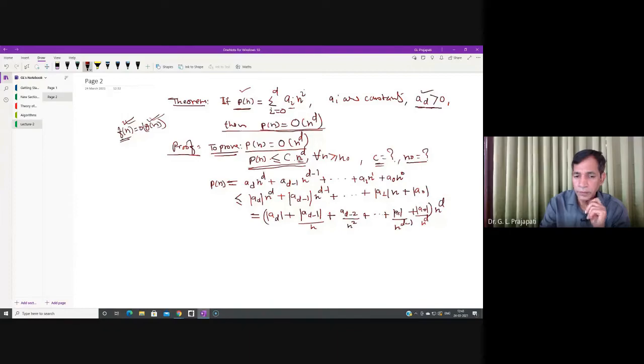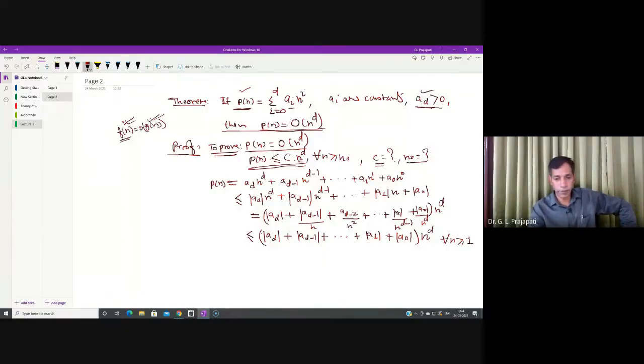Now, can you say this and this are the same? So can you say this is less than or equal to (|ad| plus |ad-1| plus ... plus |a1| plus |a0|) times n to the power d, for all n greater than or equal to 1.